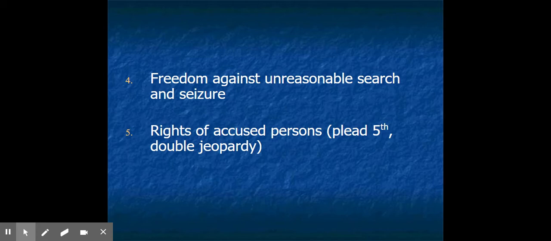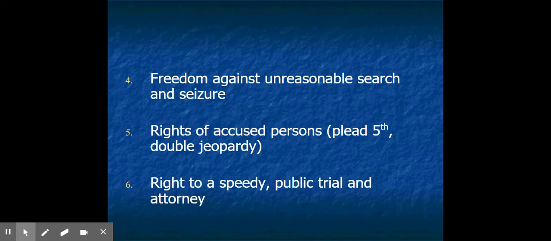And in legal dramas and movies and TV shows, you often hear people pleading the Fifth. Well, this is the Fifth Amendment. It says they cannot incriminate themselves on the stand. They cannot be forced to testify against themselves and incriminate themselves in a court of law.